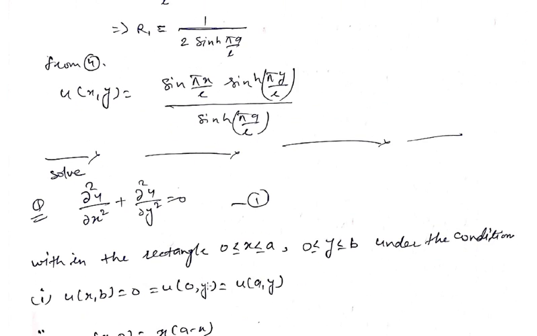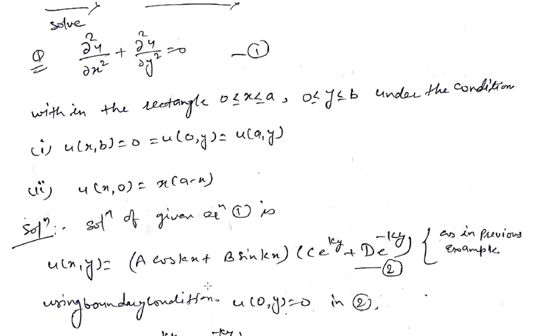Similarly, we will solve one more problem, which is again a Laplace equation: del squared u upon del x squared plus del squared u upon del y squared equals 0. Find its solution within the rectangle x lying between 0 and a, y lying between 0 and b, under the conditions u(x, b) equals 0, means at y equals b, u(x, b) equals 0; at x equals 0 and at x equals a, u(0, y) and u(a, y) are both also 0. And one more boundary condition, which is at y equals 0, u(x, 0) equals x(a minus x). So we will use these conditions to find the solution of this equation.